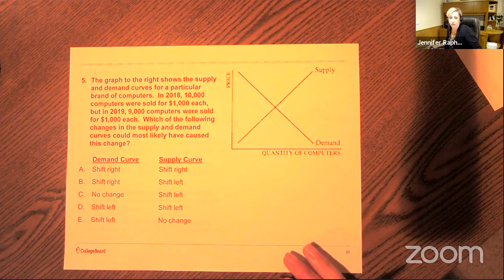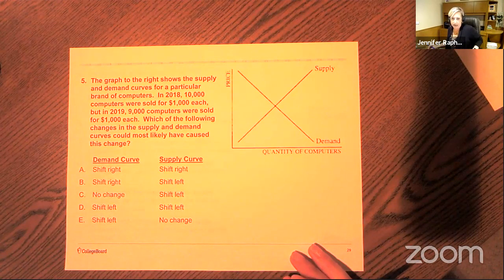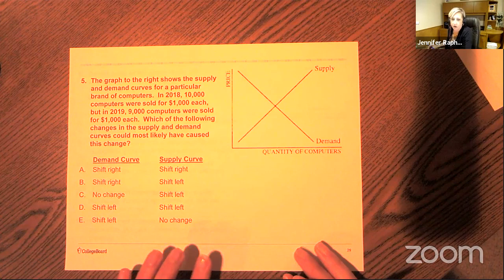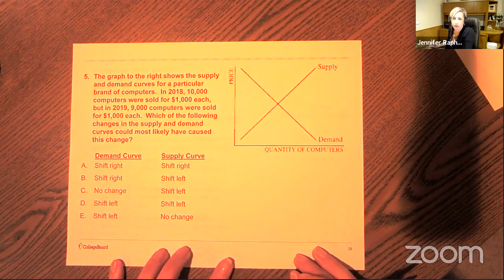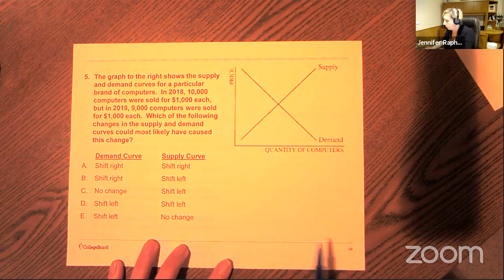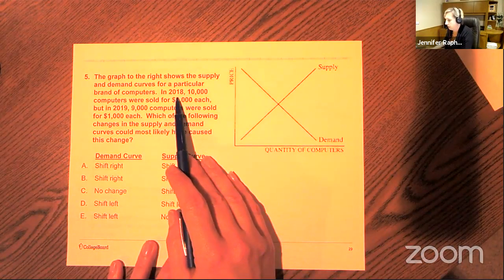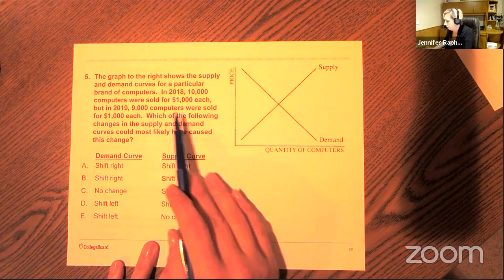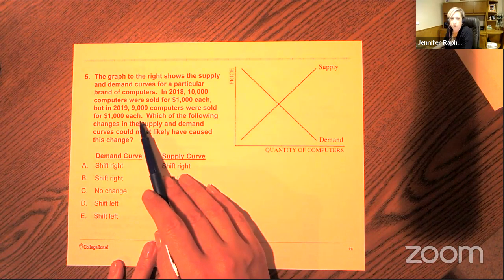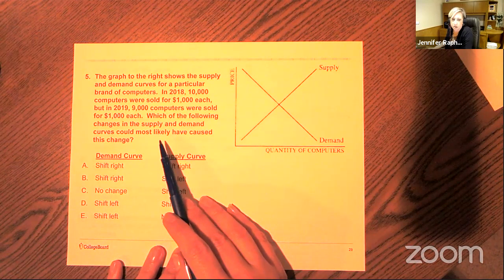I think this one is a really great one. More than likely, if you're asked about supply and demand in a macro context, you're going to be asked about simultaneous changes in demand and supply. So this conceptually is a simultaneous shift question. The graph shows the supply and demand curves for a particular brand of computers. In 2018, there were 10,000 computers sold for $1,000 each. In 2019, there were 9,000 computers sold for $1,000 each. Which of the following changes in supply and demand curves could most likely have caused this change?